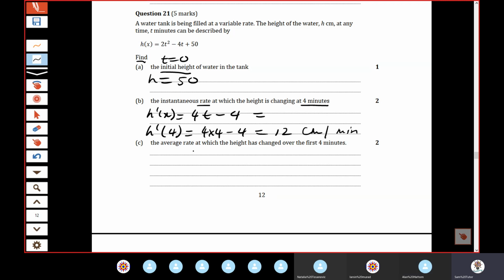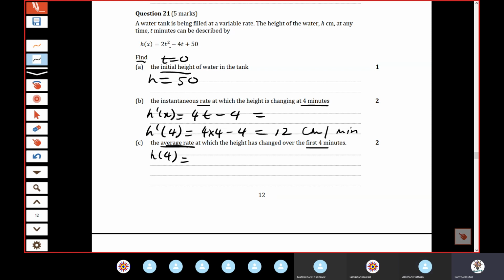Alright, last one. The average rate at which the height has changed over the first 4 minutes. Okay, let me think about that for a second. If I want to, just find sub 1 and then do it again with 2 and then do it again with 3. No, I don't think so. Over the first 4 minutes, average of rates. So I'm going to find out the height at 4. So I'll sub it in at 4. Find the height at 4.